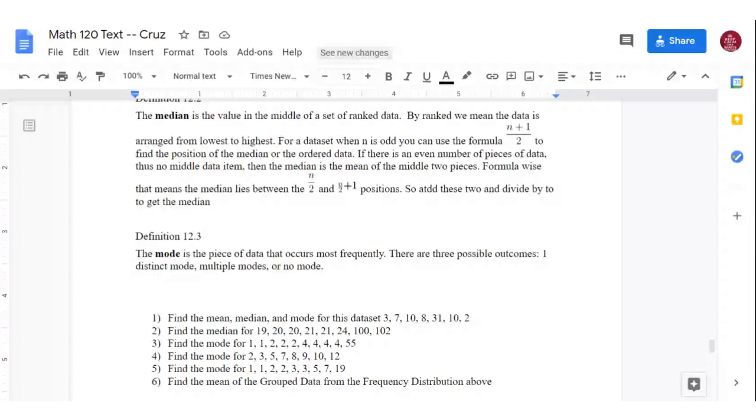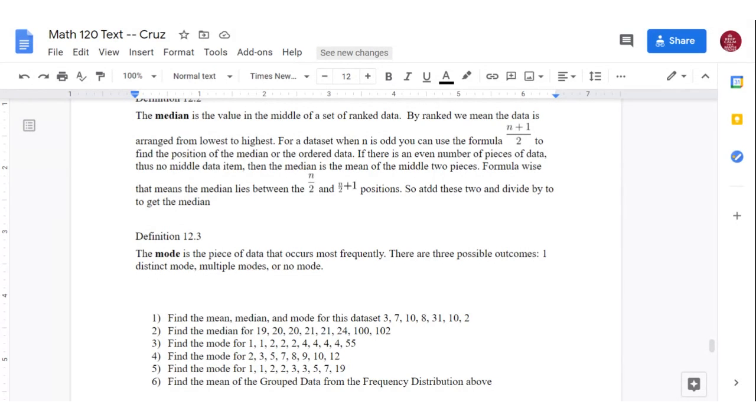And if you like formulas, then this is in here. But you've got to realize this tells you the position. It does not tell you what the median is. It just tells you, in the ranked order of data, where it is.